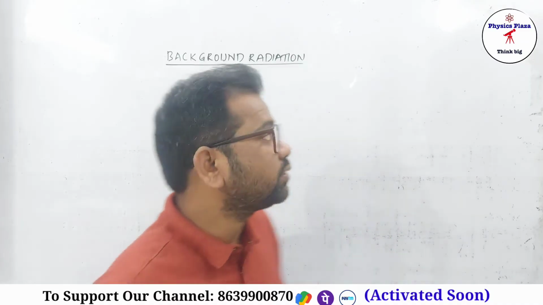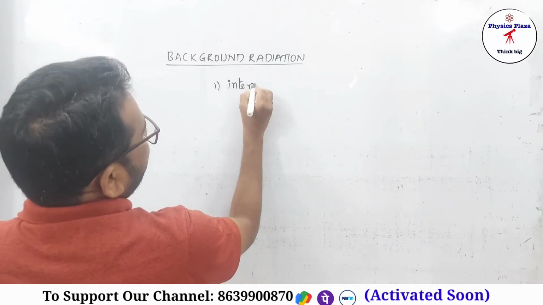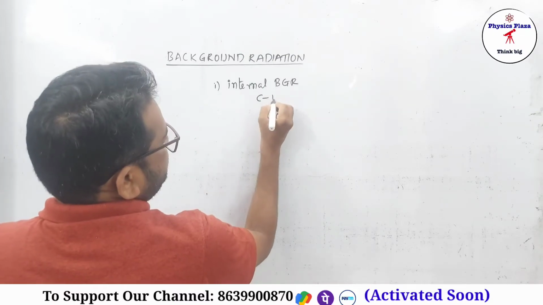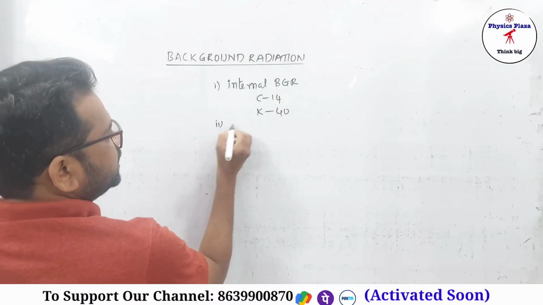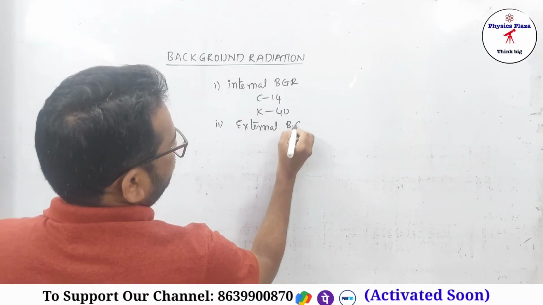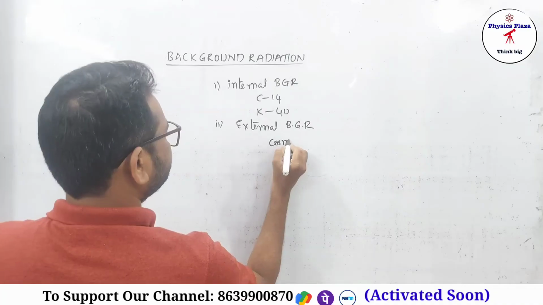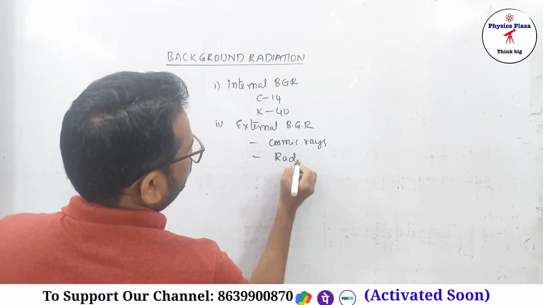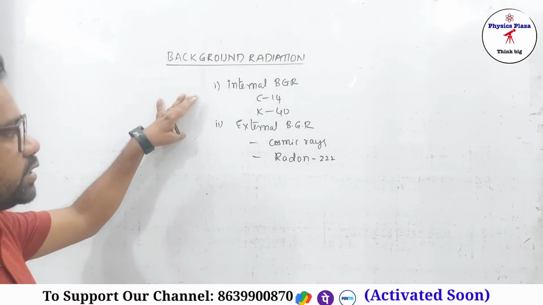There are two types of background radiations. First one is internal background radiation. Examples here: C-14, potassium-40. Second one is external background radiation. Examples here: cosmic rays and radon-222. So these are the internal and external background radiation.